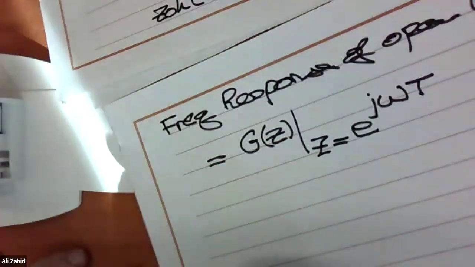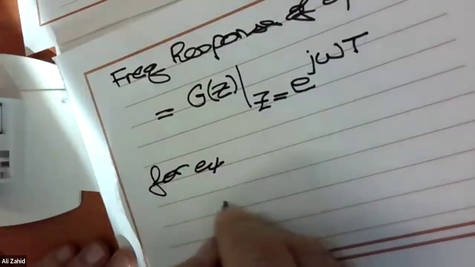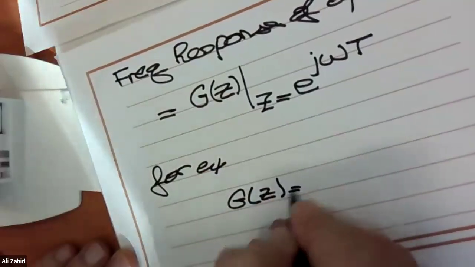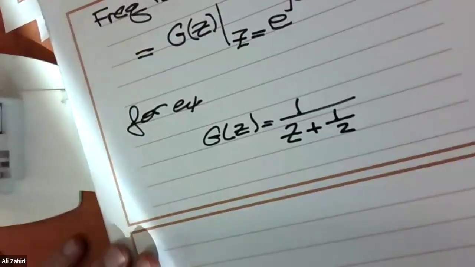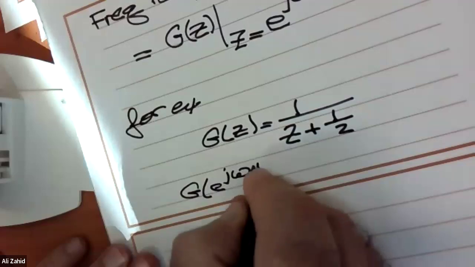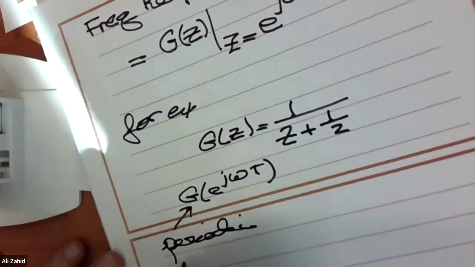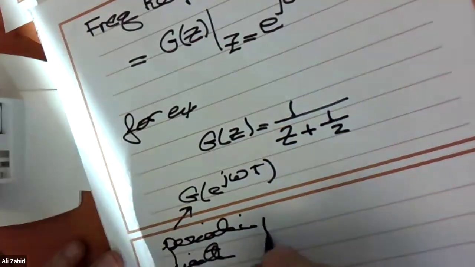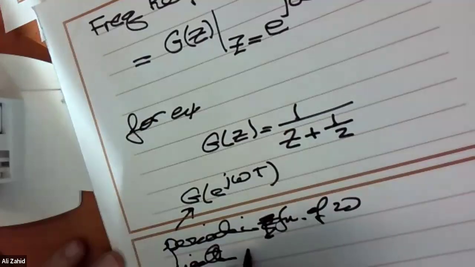Can I squeeze one example before I let you go? Sure. Let's assume G of C. Yes. What do I need? That's a frequency response. Notice, by the way, this is periodic with period 2 pi.